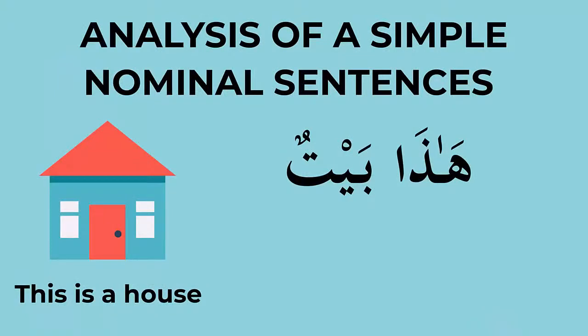What is the first sentence, brother? Hada baytun. I want you to analyze it. Yeah. What are you looking for? Sister Salma? Mubtada and khabar. We are only looking for these two things.